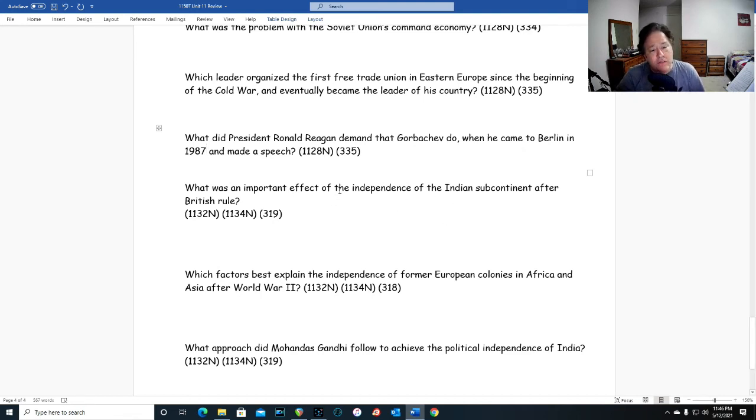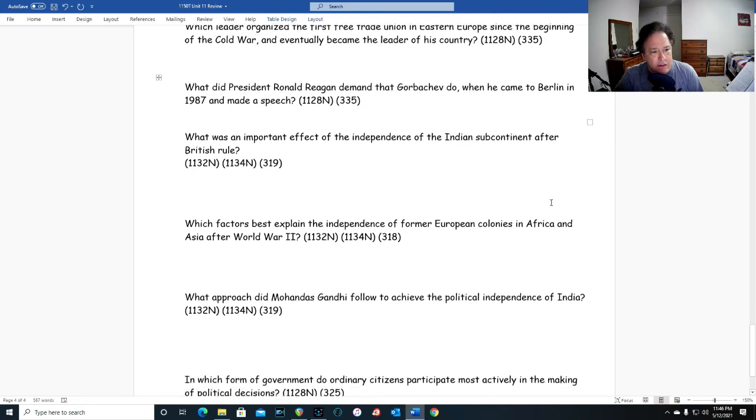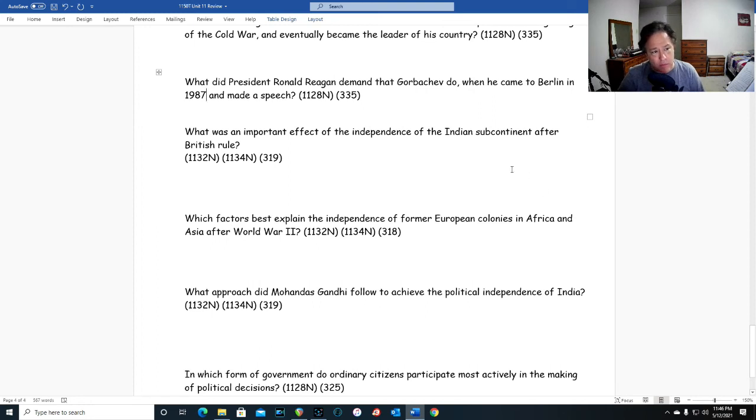What was an important effect? We're going over to India now. We're going over to decolonization. What was an important effect of the independence of the Indian subcontinent after British rule? And this is kind of a tragic one. That was the partition of India into two countries, India and Pakistan. India was a country of two religions, Hinduism and Islam. And the reason that they partitioned India into two countries, India and Pakistan, was so that there could be a Hindu country, India, and an Islamic country, Pakistan.